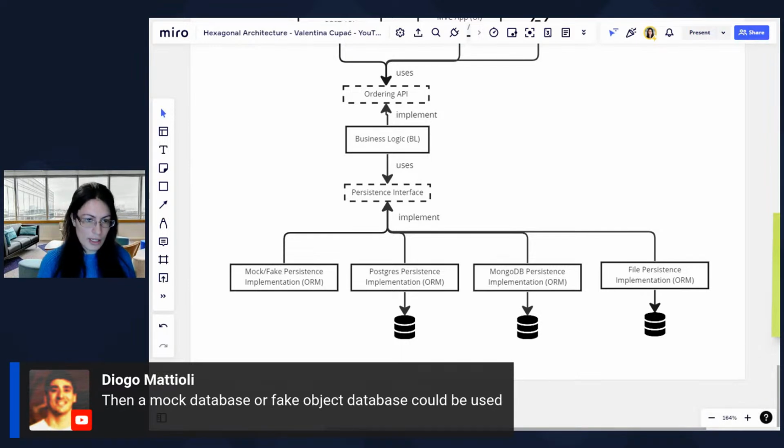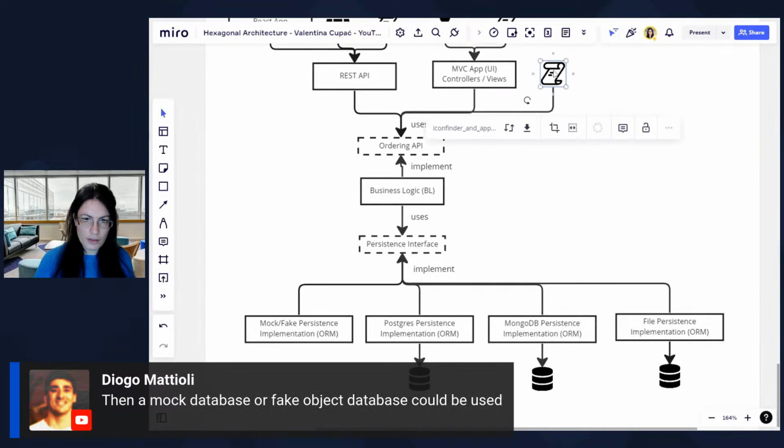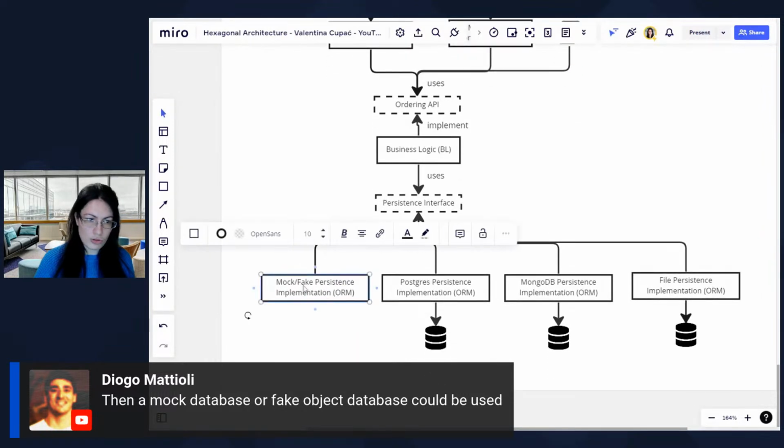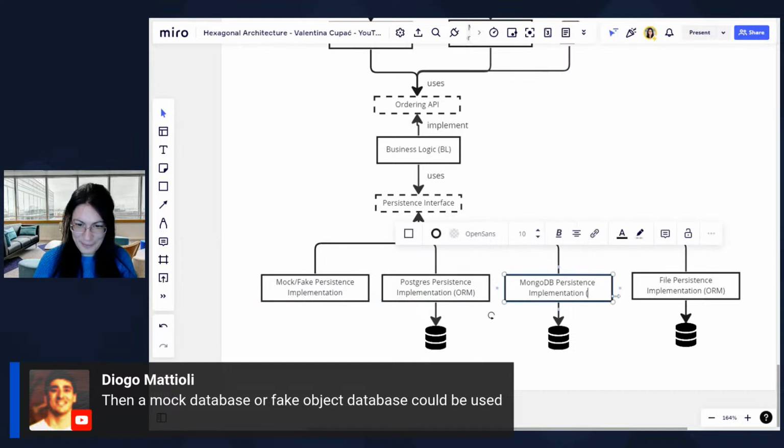Then a mock database or fake object database could be used. Yes. So the mock or fake database object, I would say their primary usage is for the purposes of tests. If we can just remember how we have tests up here, the tests which are calling the ordering API, ultimately when we're testing, we would want to use the mock or fake persistence implementations. Apologies that there was ORM here.